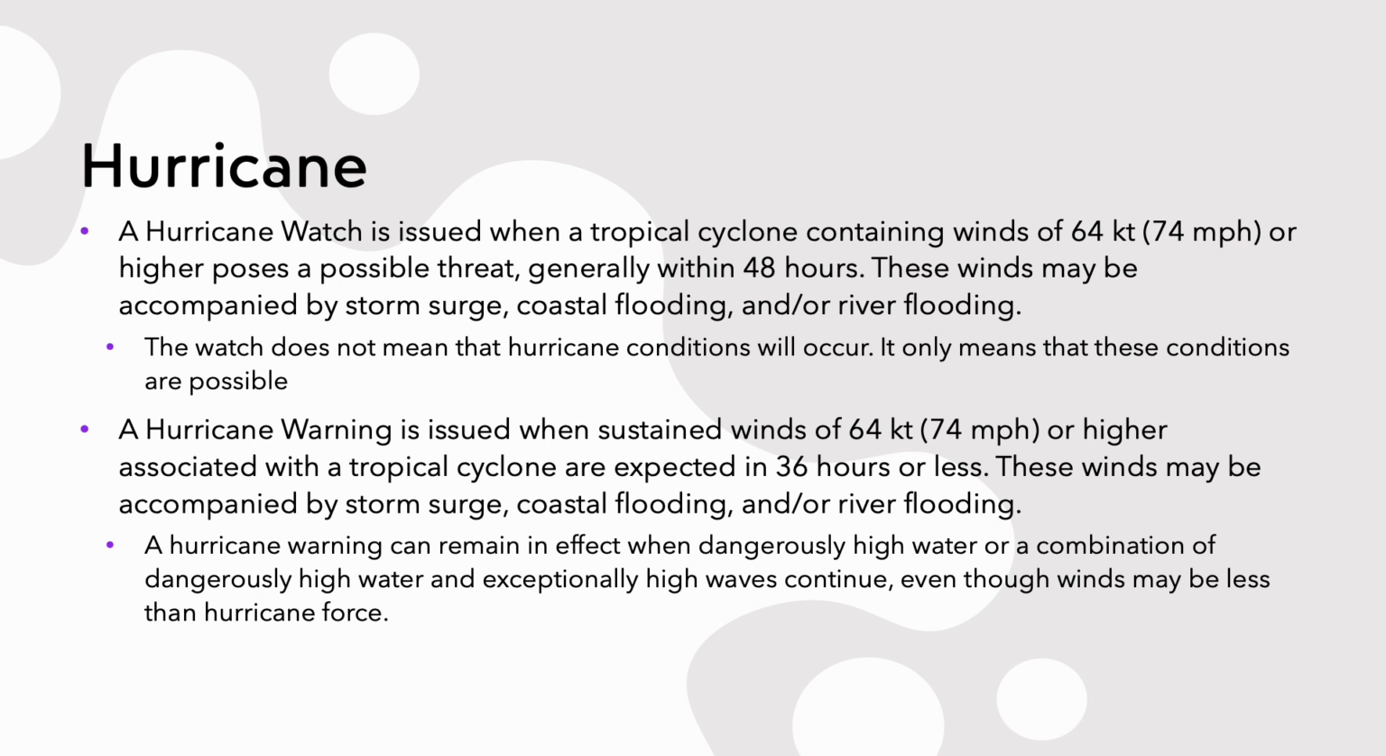And then a warning is issued when these same winds are expected. Usually it's under 36 hours. And the hurricane warning can remain in effect when dangerously high water or a combination of high water and high waves continue, even though the wind could be less than hurricane force. So hurricanes typically are going to happen in coastal areas where water is coming from the ocean.